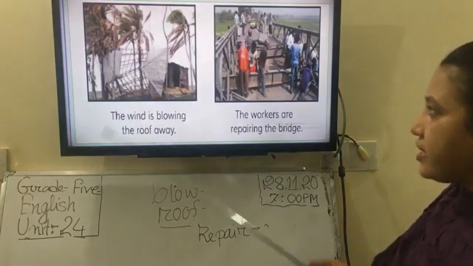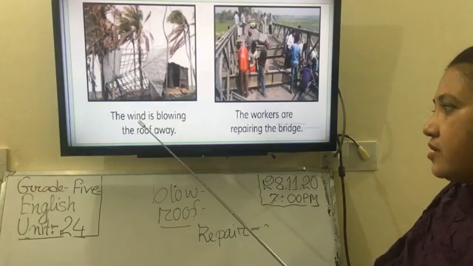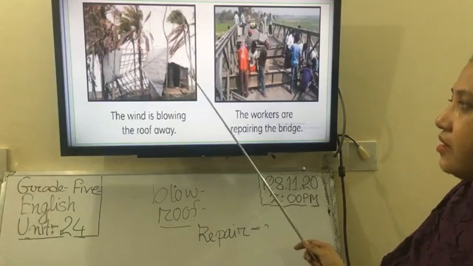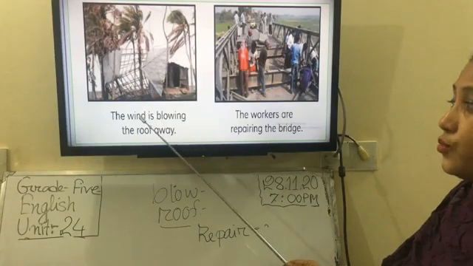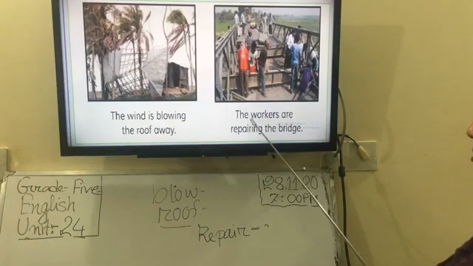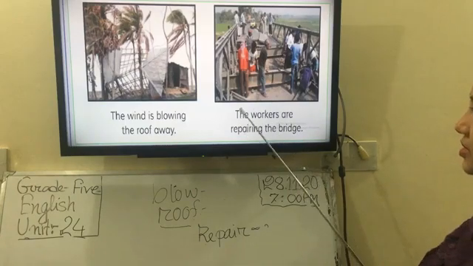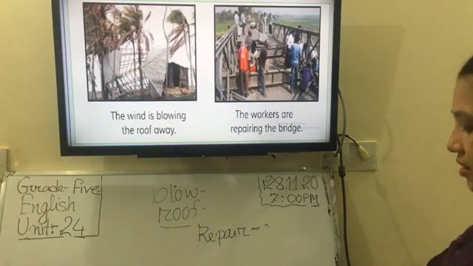Now look at the next screen. The wind is blowing. Wind means batash. The wind is blowing the roof away. This is a hut. The roof is destroyed from this hut by the cyclone. The workers are repairing the bridge. They are workers. Worker means shromik.